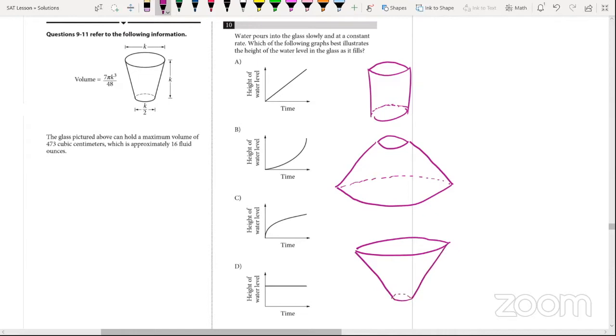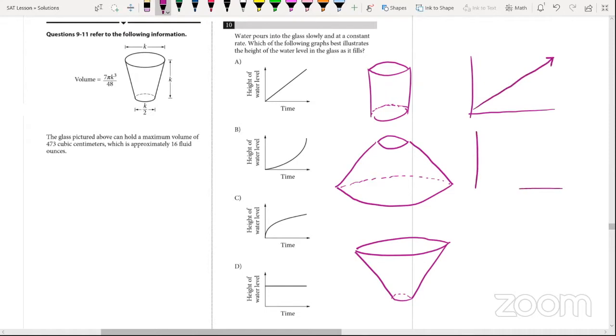So these are 3 arrangements of what we could have. We could have it sort of be perfectly even, more narrow at the top, or more wide at the top. So in the first one, as we fill it at a constant rate, it would fill at a constant rate. Nice and easy, nice and simple.